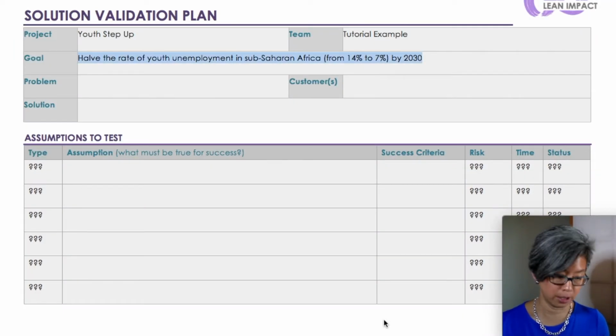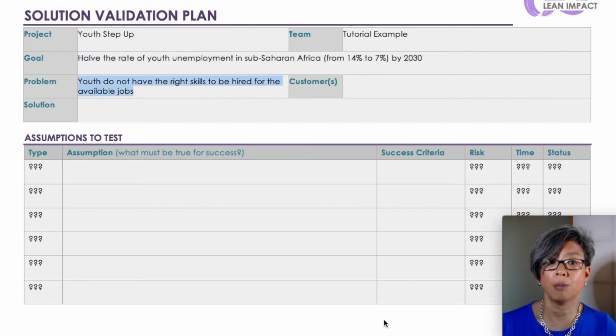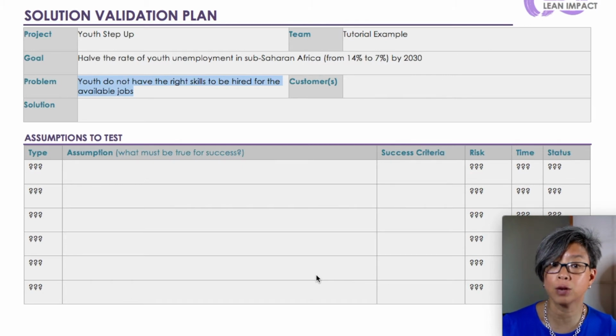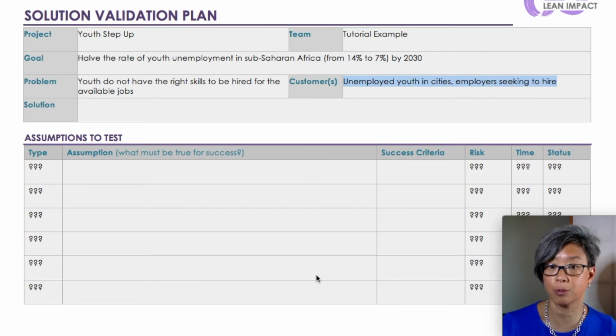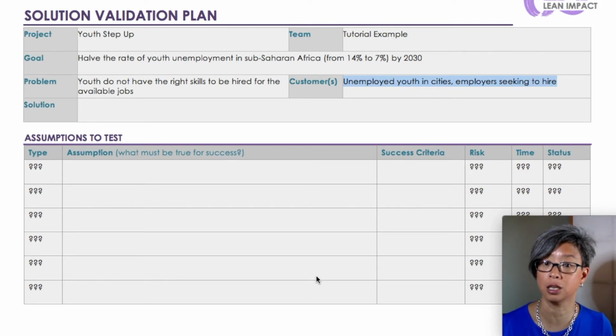So in my example of youth unemployment, the problem that I want to focus on is that youth do not have the right skills to be hired for the jobs that are available. The customers that I'm going to focus on are unemployed youth who are living in cities, as well as the employers who are seeking to hire them. Both of them experience challenges because the unemployed youth are unable to get the jobs, and employers have a hard time finding qualified talent.